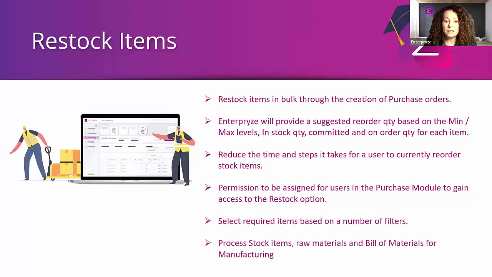There's multiple filters. You can process regular stock items, raw materials, and of course, bill of materials as well for manufacturing. But better than that, of course, we have the MRP for the bill of materials. So that's something we will look at in the next lesson as well.